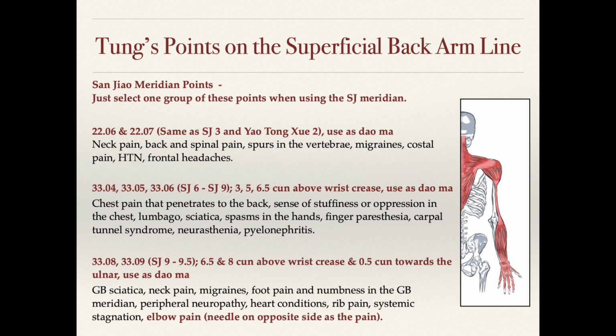22.06 and 22.07 on the hand treat neck pain, back pain, and spinal pain, and spurs in the vertebrae. So we do find it indicated for a chronic condition here with the spurs. And again, a lot of the details of how this is working on a micro level isn't completely understood. So if we develop a foundation of the anatomical relationships that exist with the fascial planes and how they overlap with the meridians, we're developing a strong foundation for ourselves.